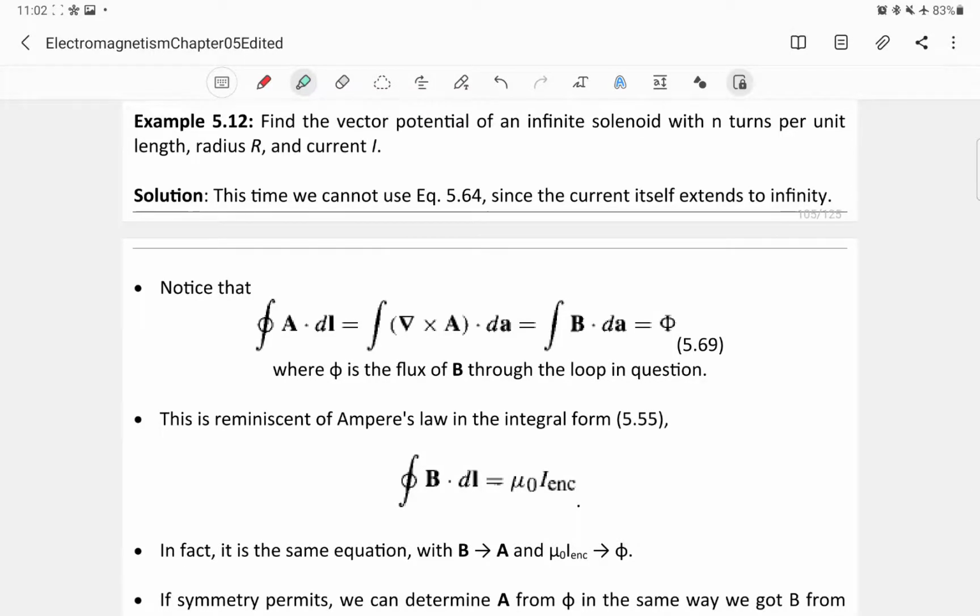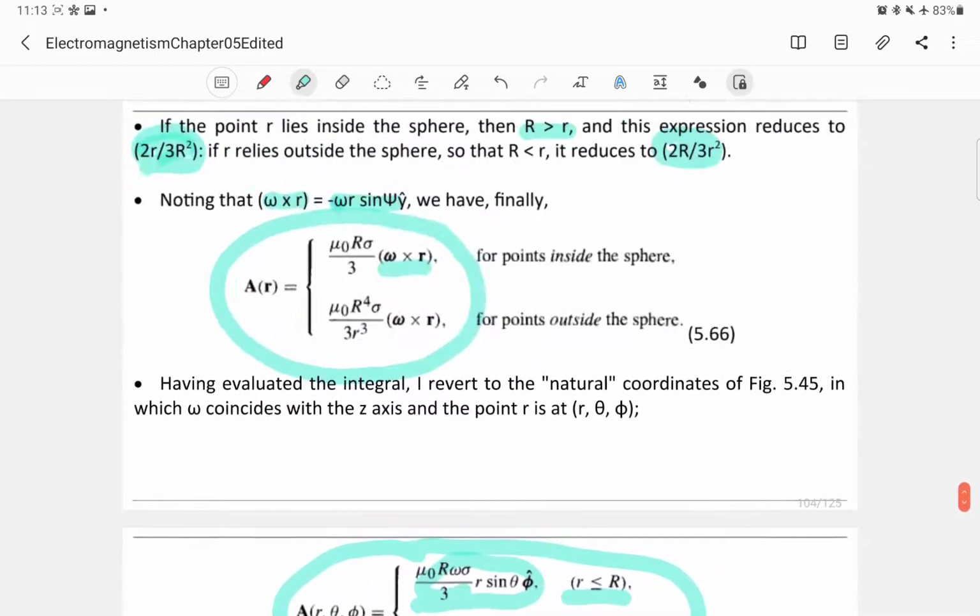Find the vector potential of an infinite solenoid of n turns per unit length, radius r, and current I. Now let's move on to the next example. Find the vector potential of an infinite solenoid with n turns per unit length, radius r, and current I. So we cannot use this equation here. Let's go back.